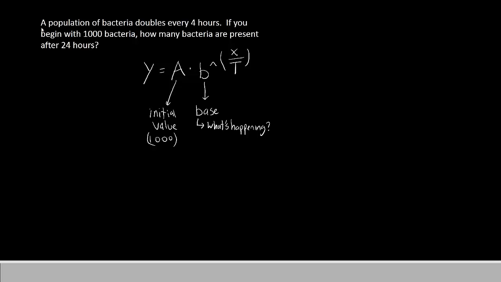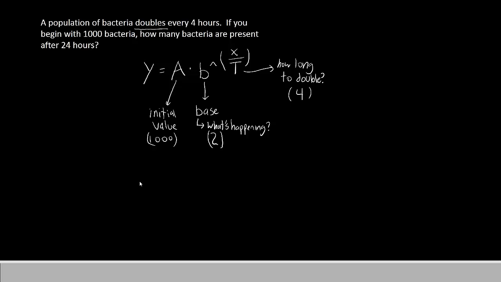Our question says that the population of bacteria doubles. So because it doubles, we'll say that the base is 2 because every time that 4 hours pass, we're doing times 2. We also need to know what the t is. Capital T is how long it takes for that change to take place. The question says that it doubles every 4 hours, so we'll place a 4 for the t.